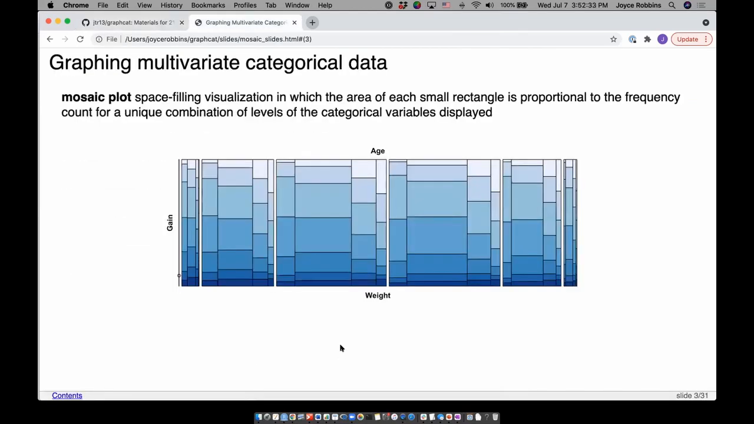Let's start with what a mosaic plot is. I've cobbled together this definition from a number of different places. It's a little bit hard to explain, but I think that this does it as well. At least this is the best I can do for this. It's a space-filling visualization in which the area of each small rectangle is proportional to the frequency count for a unique combination of levels of the categorical variables displayed.